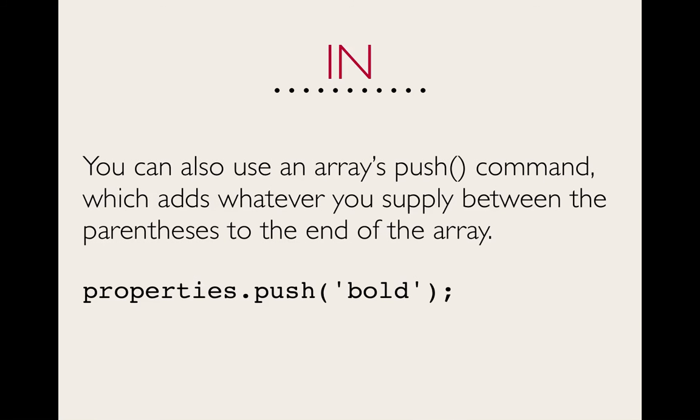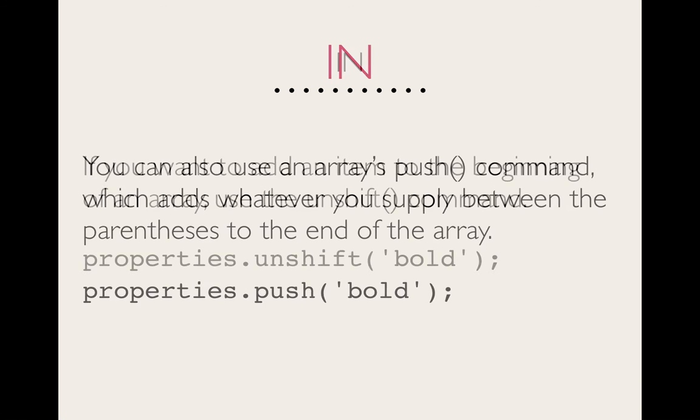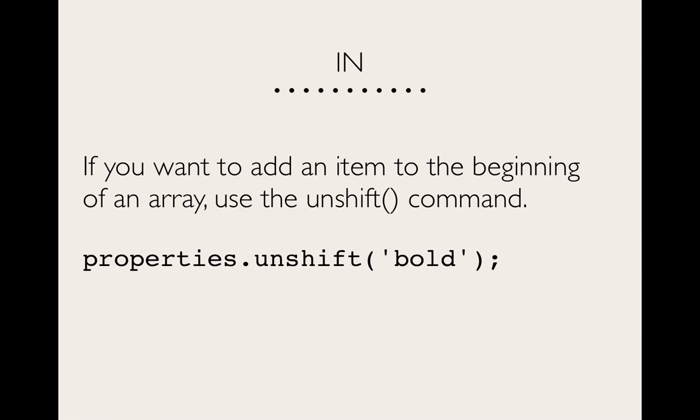So you can also use an array's push command, which adds whatever you supply between the parentheses to the end of the array. So to push an object or a value of bold onto the end of an array properties, you use this syntax, this construction here. I'll explain it a little bit more in the next movie, but you're saying properties, which is the array, dot push. You're giving it a command, and you can tell it's a verb because it's got parentheses, and you're saying put bold at the end by push. These terms are just a little bit obtuse.